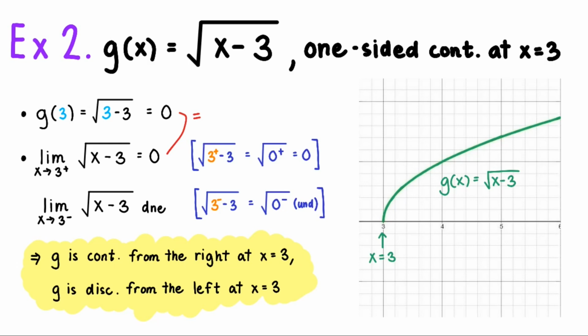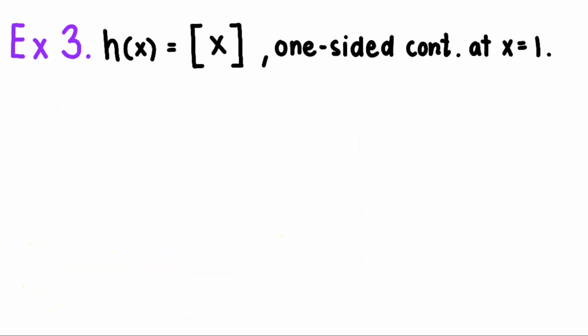And now let's move on to the last example. So in here, we're given h of x is equal to the greatest integer function of x, and our goal is to find or check the one-sided continuity at x equals 1. So before we start, feel free to pause the video so that you may try this one first on your own. Okay, good, so let's start.